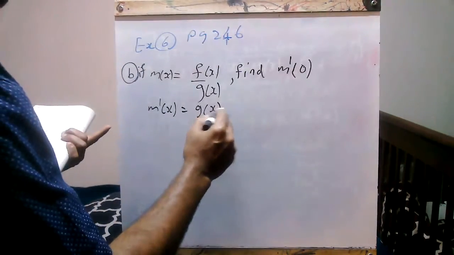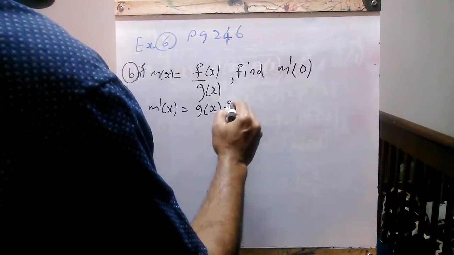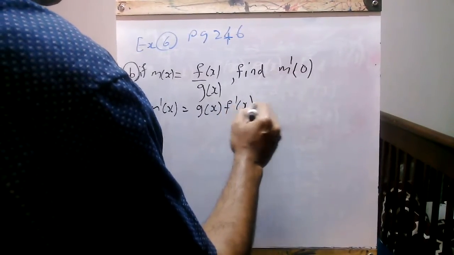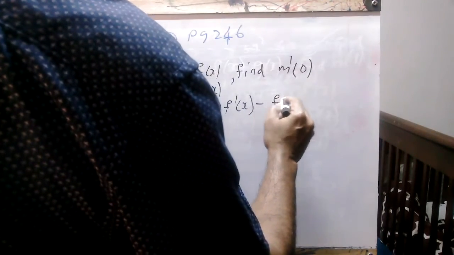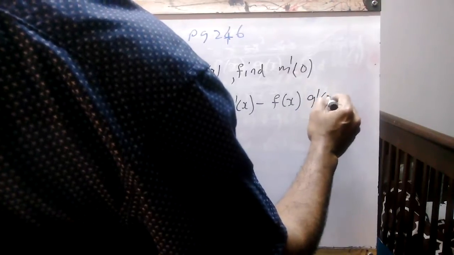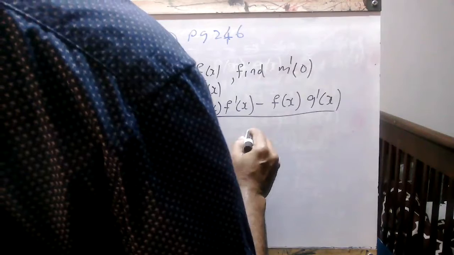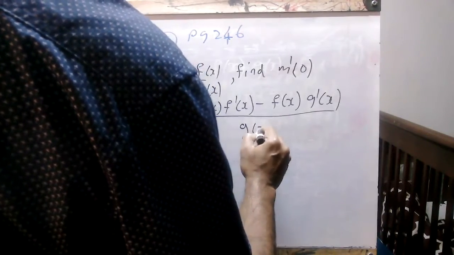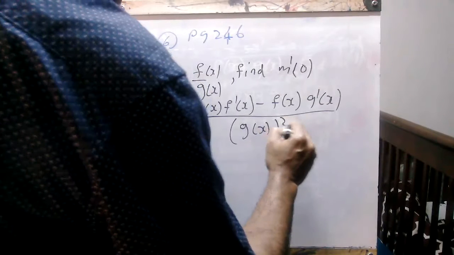I'm writing the quotient rule: g(x) times f'(x), minus f(x) times g'(x), divided by g(x), whole thing squared, right?